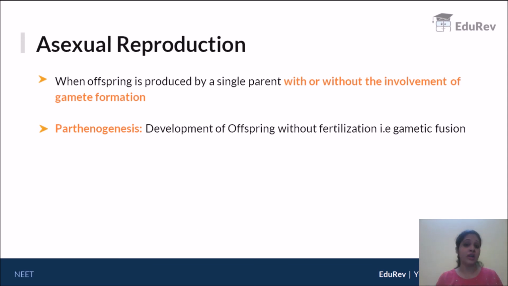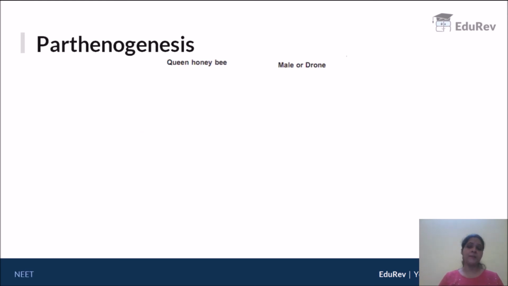However, the gamete does not undergo fertilization. So development of offspring without fertilization. That is, gametes are formed but gametes do not fuse. Now let's take an example of parthenogenesis.